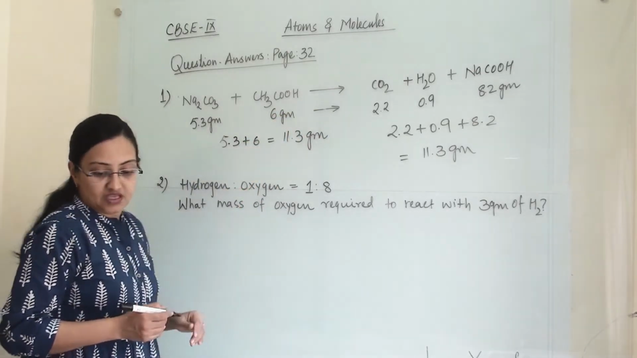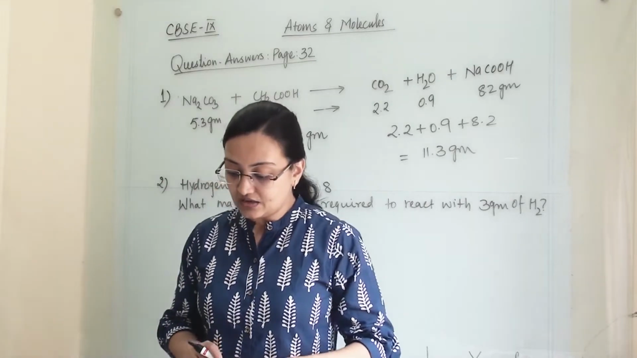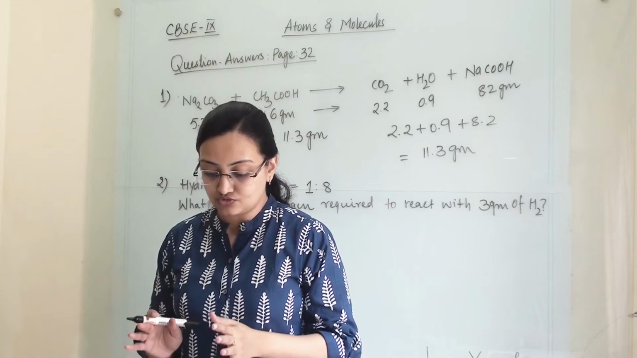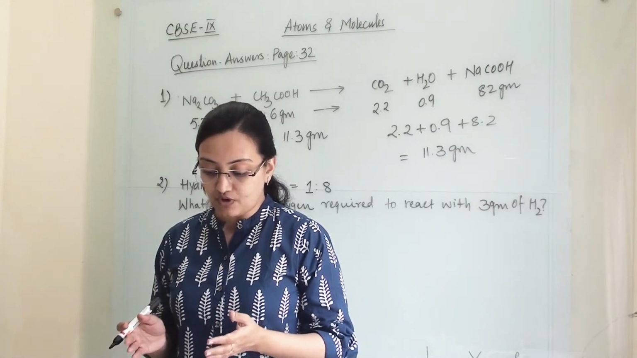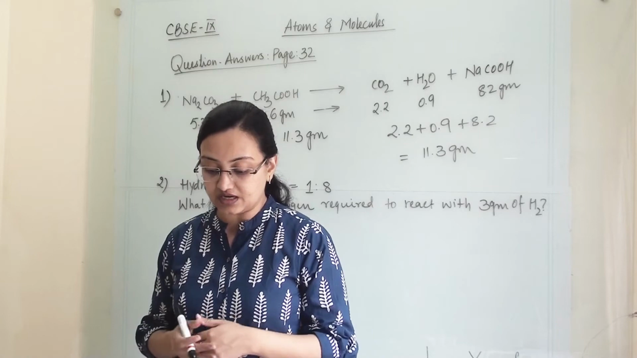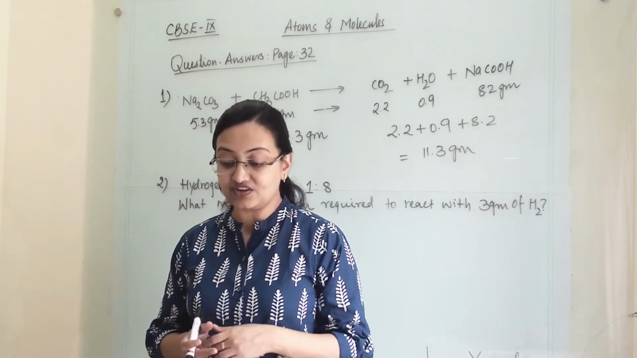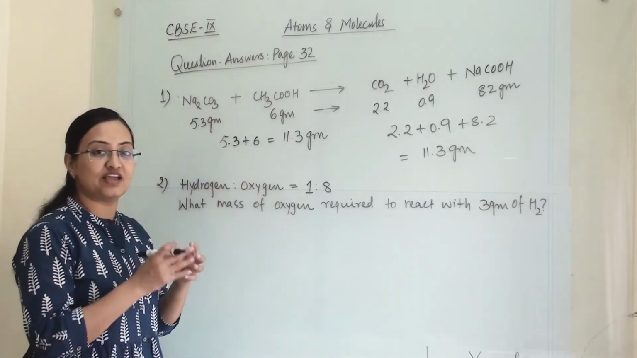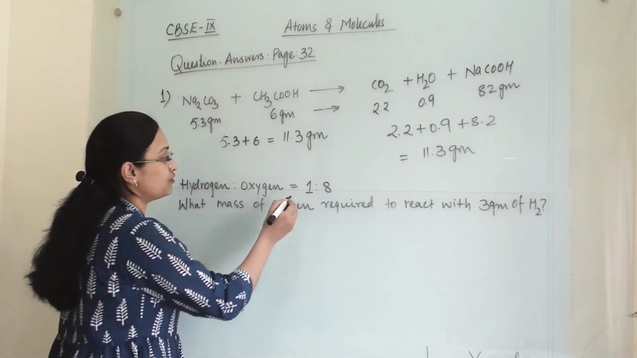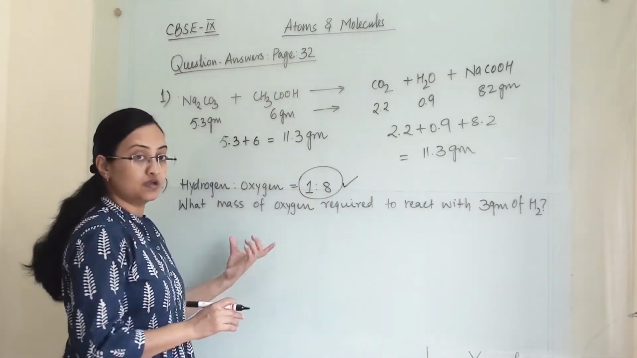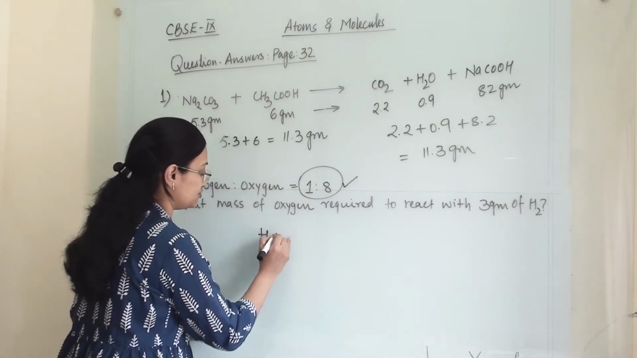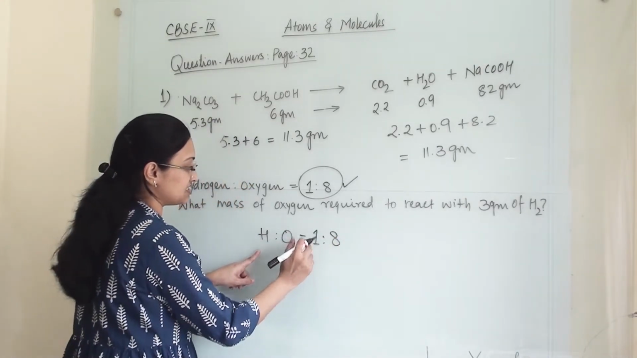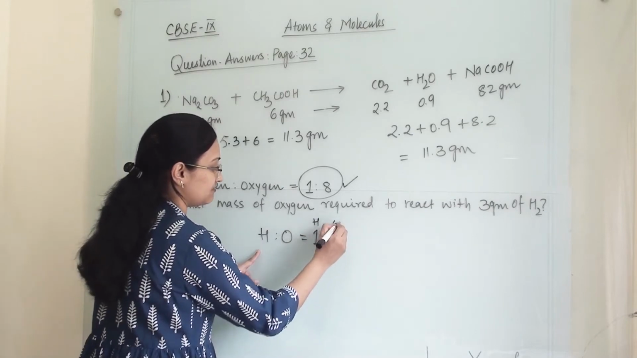Then the second question is: hydrogen and oxygen combine in the ratio of 1:8 by mass to form water. What mass of oxygen gas would be required to react completely with 3 gram of hydrogen gas? Now we know that when hydrogen and oxygen react together we will get water. So for water we require this ratio. What is our ratio? This is hydrogen is to oxygen, so 1:8. This is our hydrogen and this is our oxygen.